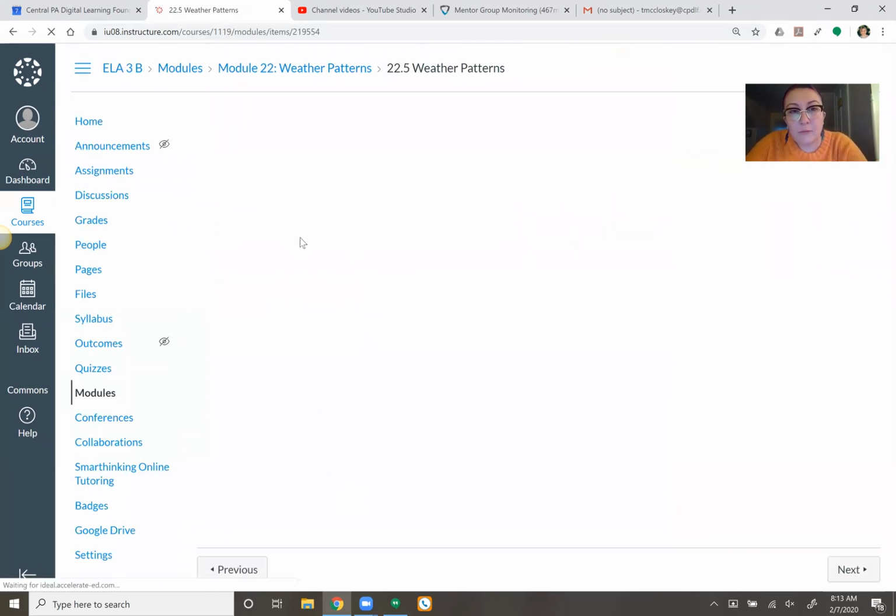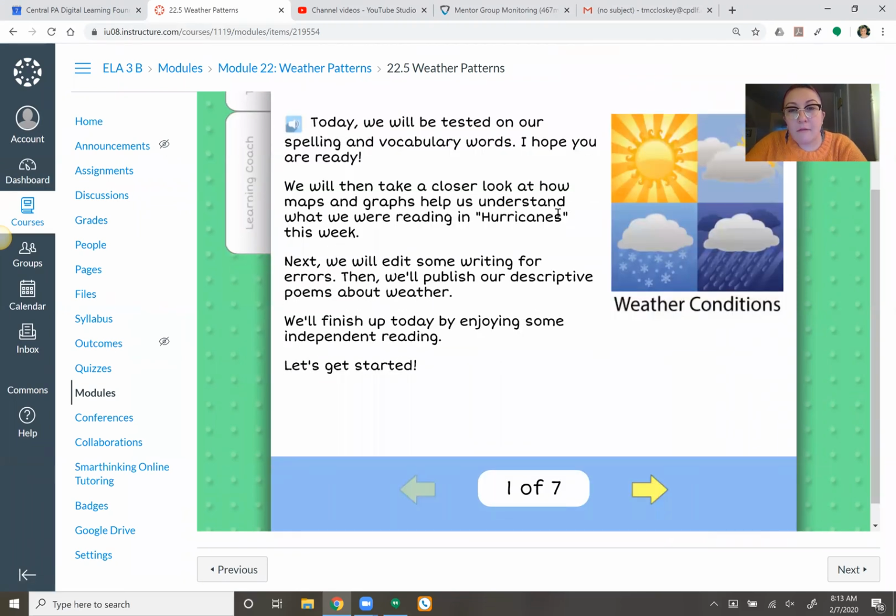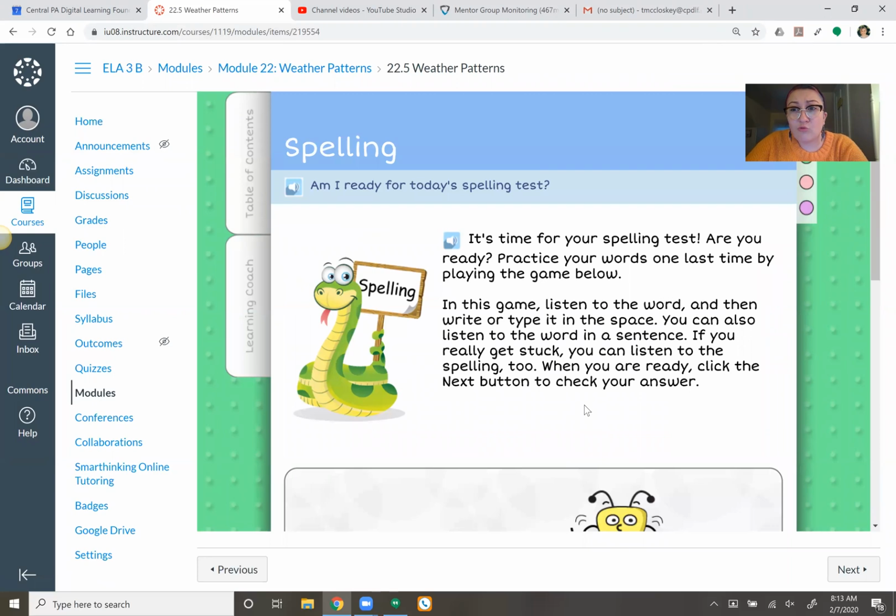So lesson 22.5. Today will be tested on our spelling and vocabulary words. You're going to take a closer look at how maps and graphs help us understand what we were reading in hurricanes this week. Next, you will edit some writing for errors, then publish your descriptive poems about weather. Then we'll finish up with some independent reading, which is an awesome thing to do on this rainy, dreary, snowy, icky day.